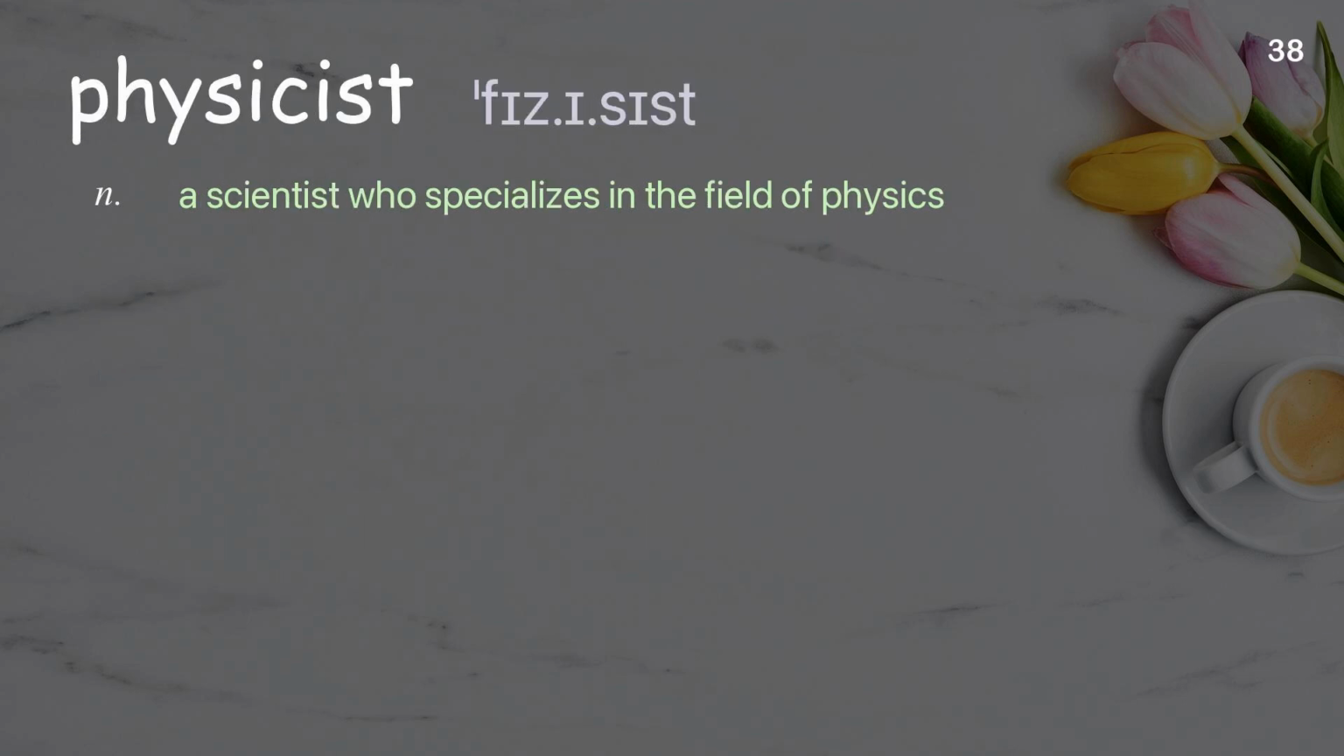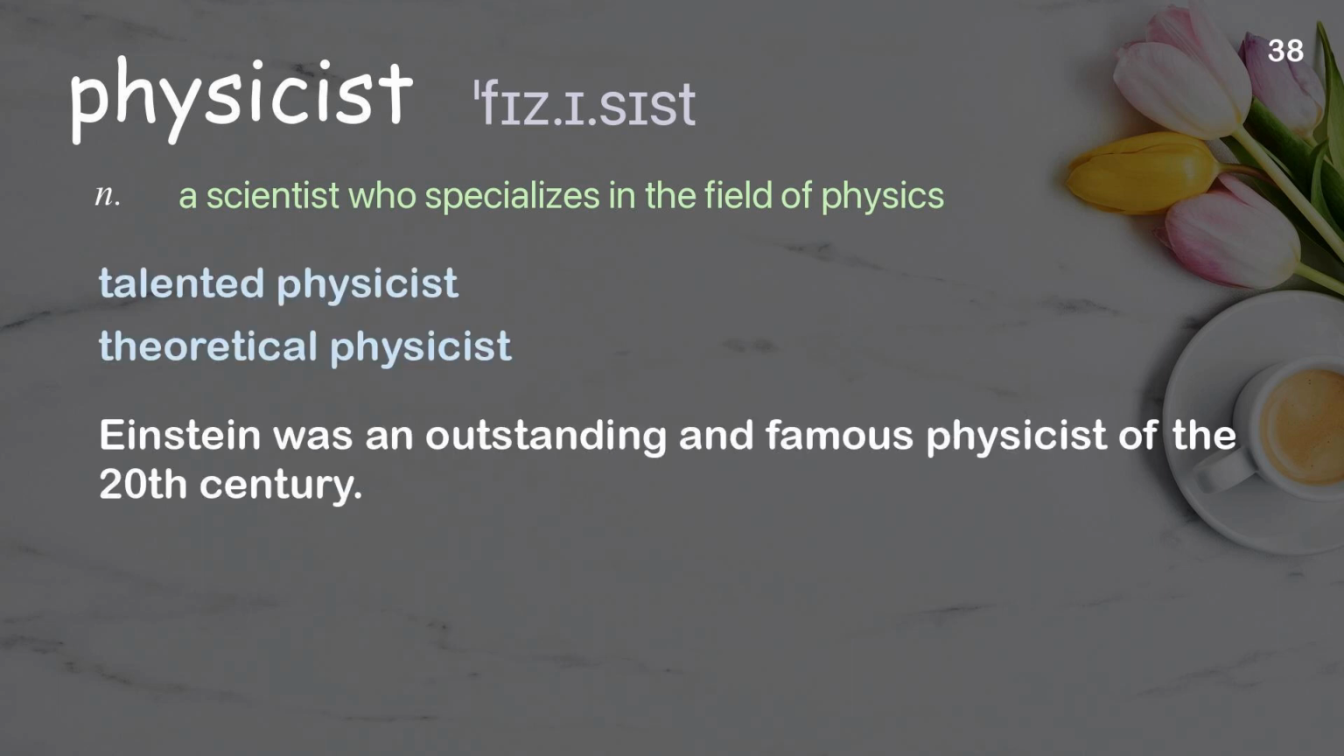Physicist. A scientist who specializes in the field of physics. Examples: Talented physicist, theoretical physicist. Einstein was an outstanding and famous physicist of the 20th century.